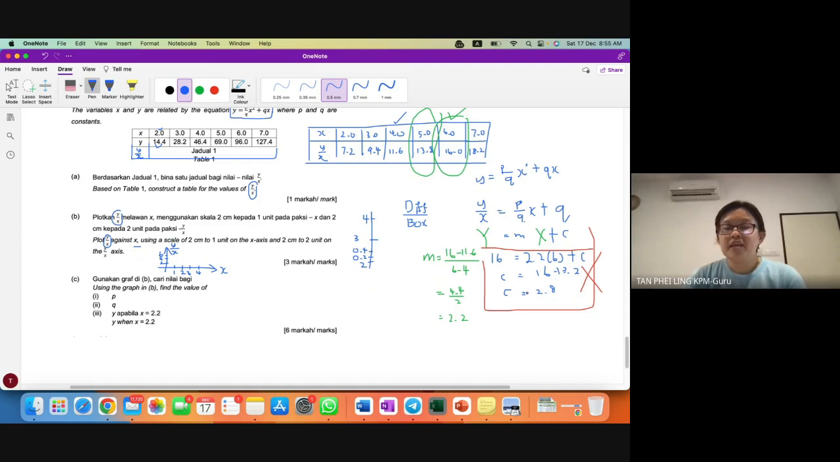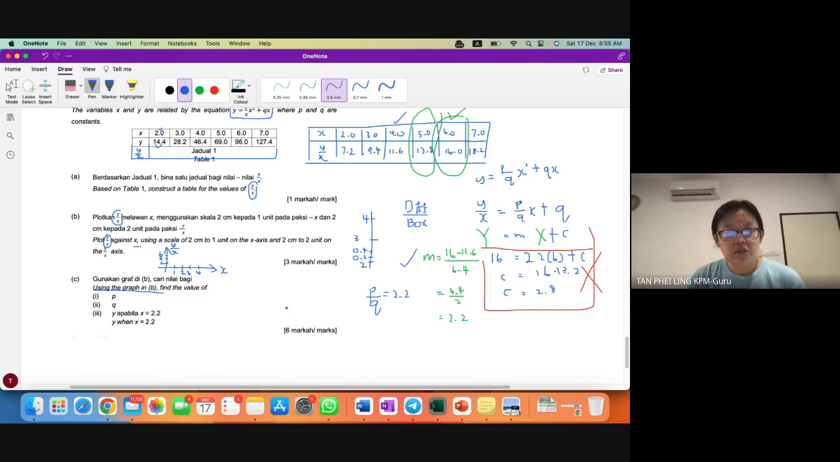You're right. Okay, so now back to the question you want to answer. See here, use the graph, find the value of P. So P over Q is your M. So this is legal. You can do it. Then you will take that P over Q is actually 2.2, correct? Okay, then now you find your Q.